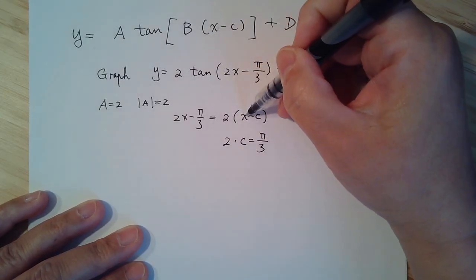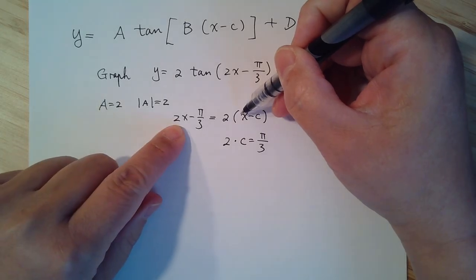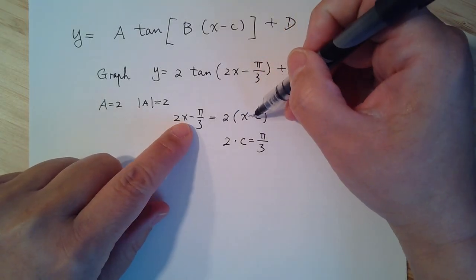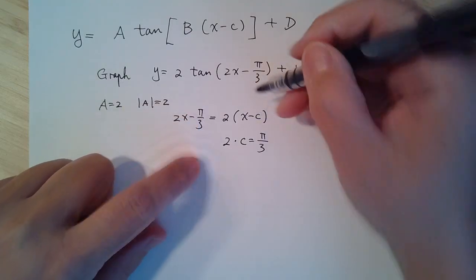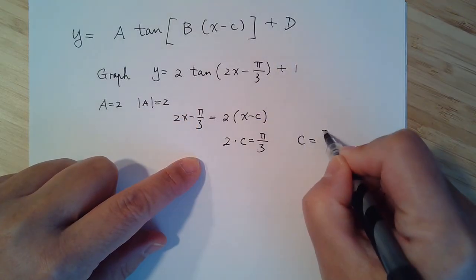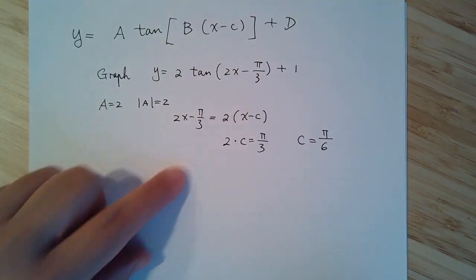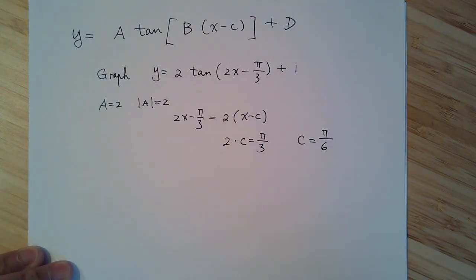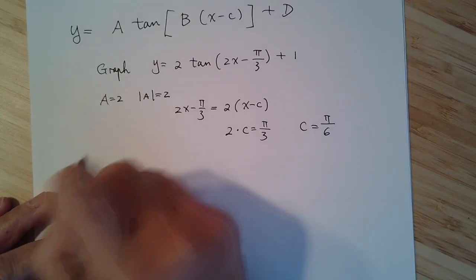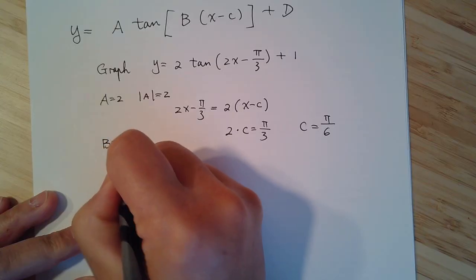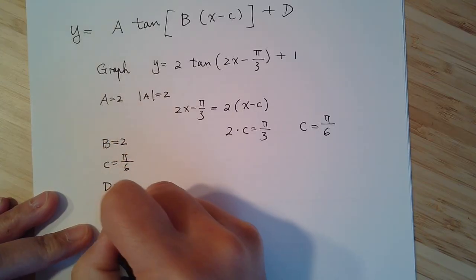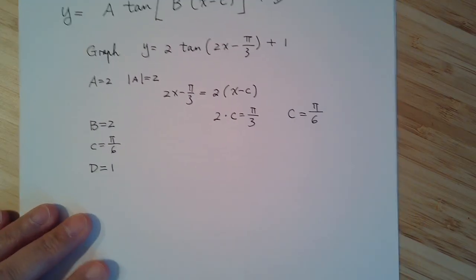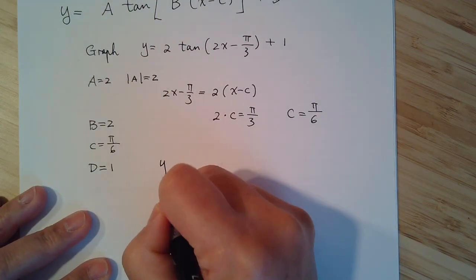Because if you multiply this 2 inside, you get 2x. You multiply by 2, this negative, negative, we don't worry about that. So 2 times c is that. So my c will be pi over 6, because once you divide by 2, and your d is 1. So b equals 2, my c equals pi over 6, and my d equals 1. Do I get A, B, C, D? Okay, so let me just write it like this.